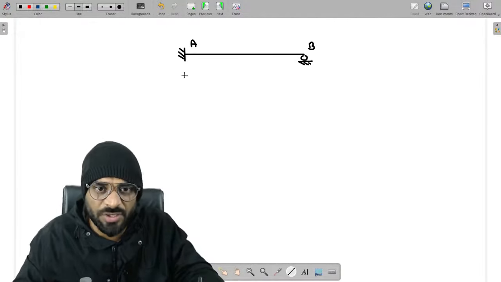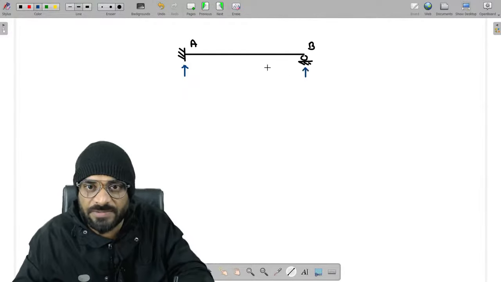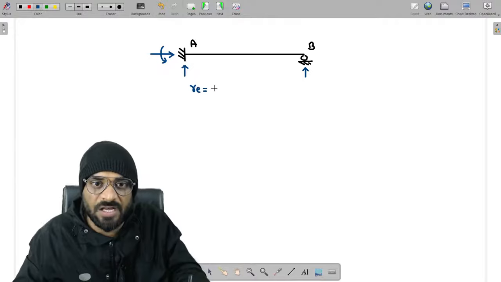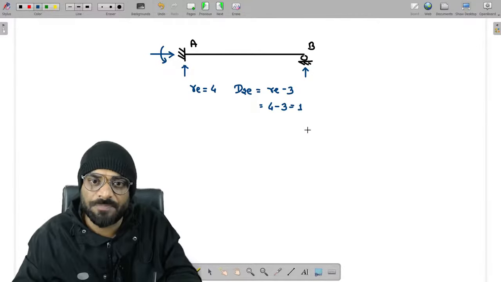Guys, it is a general loading. If it is general loading, you have to develop all the external support reactions like this. At this support, we have 3 reactions, and at this one, we have 1 reaction. That means in this case, can I write RE is equal to 4? Then DSE is equal to RE minus 3, and the value of RE is 4. 4 minus 3 is equal to 1.